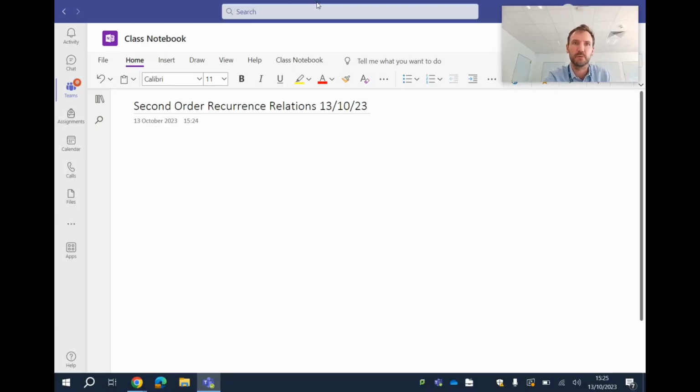Okay, in this video, we're going to be looking at solving second-order recurrence relations. That's recurrence relations where the nth term doesn't only depend on the previous term, but also depends on the term before that. We're going to look at one example a bit casually, and then we'll formalize the method.